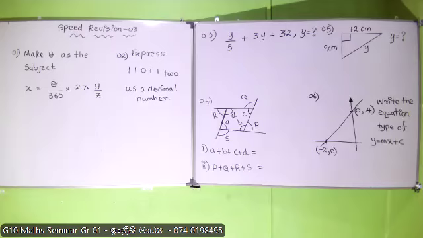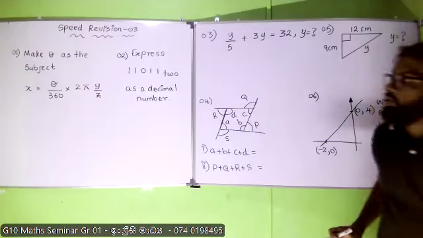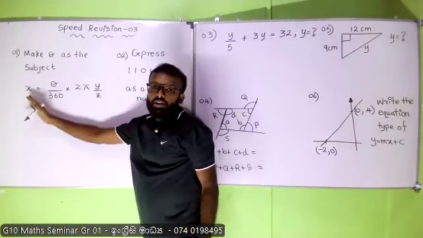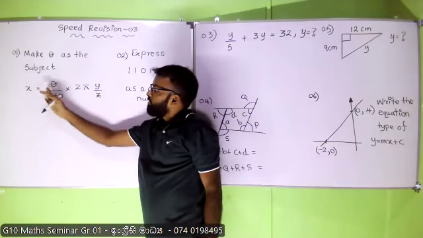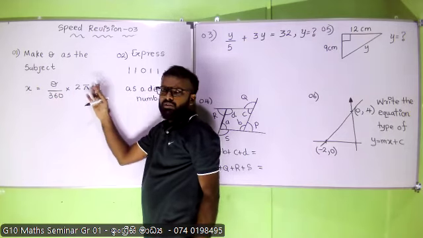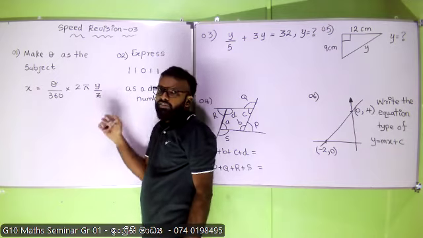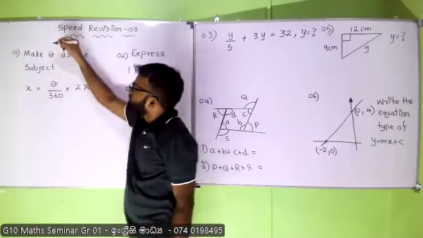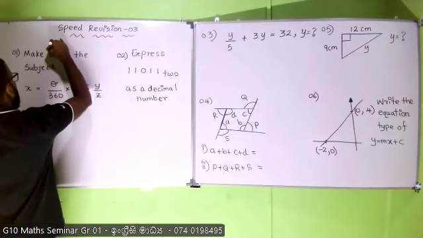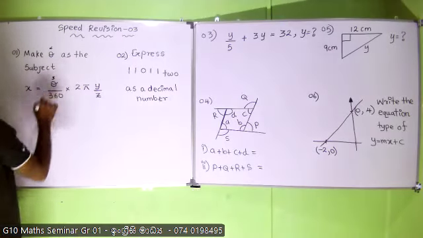Okay. Time's up. Now I am going to discuss. Now today focus on the word. So you are already familiar with this: x equals theta divided by 360 times 2πr, where r is the radius, here y divided by z. So make theta as the subject. So you have to isolate theta. So this is your theta.